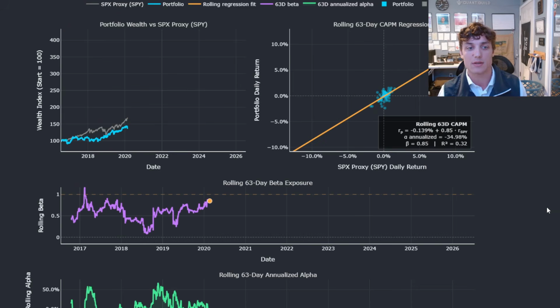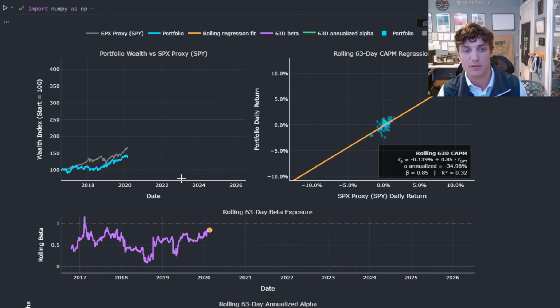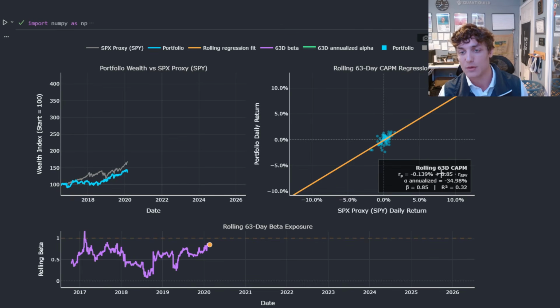If we go back to 2020, we can see that the gray path here is the market path, the blue path is the portfolio path. This is going to be my rolling 63-day CAPM regression. This is what is generating my alpha and my beta. So you can see my annualized alpha here at this particular point in time. Over the last 63 days from this stopping point is negative 0.139% or negative 34% annualized. So we're not doing particularly well with this strategy. Our current beta exposure at that point in time is 0.85.